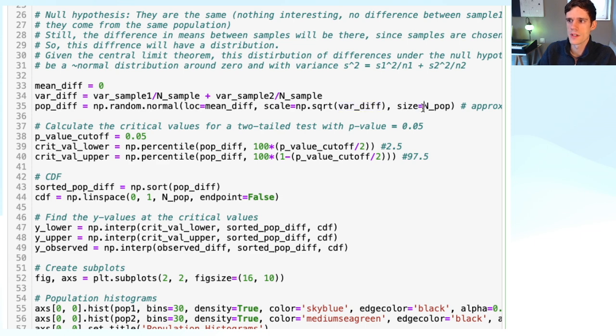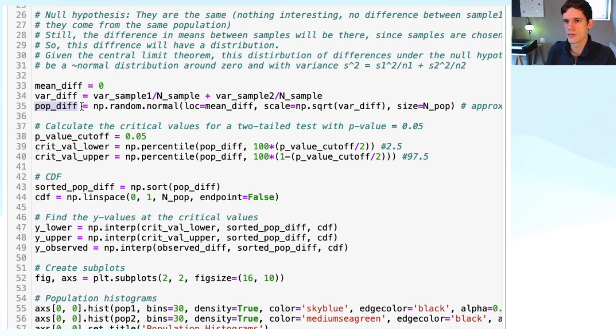And the size of this distribution doesn't really matter. Just make it very large. In this case, we take it the same as the population size. And this will give us a normal distribution that represents the difference in sample means under the null hypothesis.